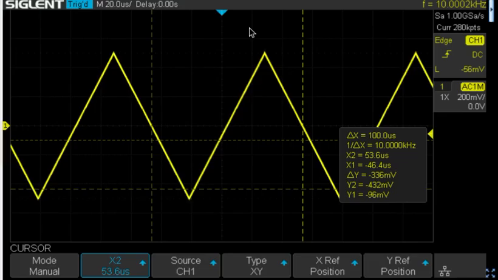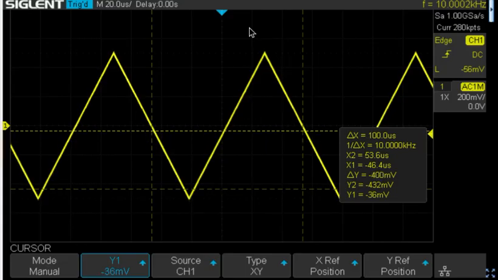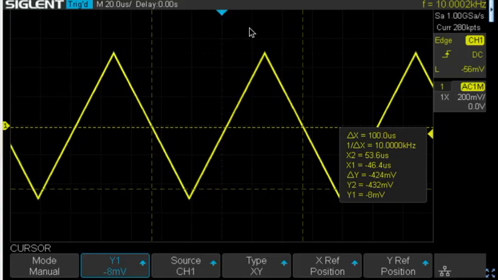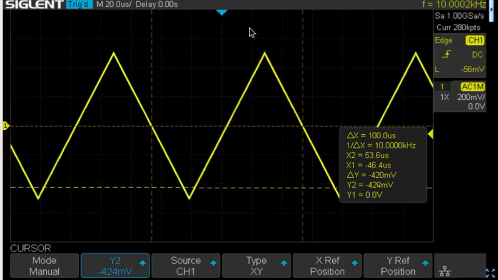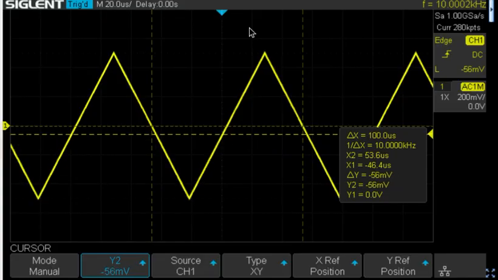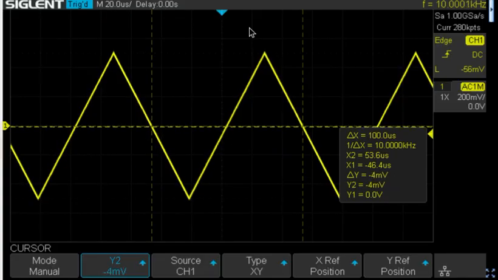To measure the voltage, we're going to select Y1 again. We're going to set it up to the center. Waiting for Y1, it's minus 8 millivolts, minus 4, 0, so it's in the center. And then this one, we'll put it in the center. Okay. So now both the Y cursors are in the center.